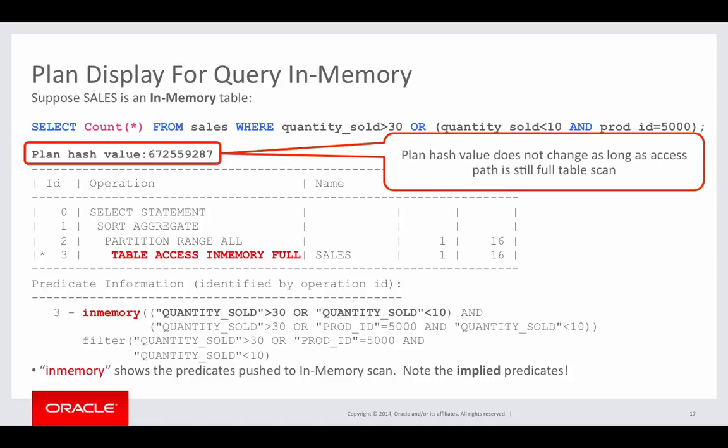Now, what's interesting to note is that even though we are using additional implied predicates and the access method has changed from table access storage full to table access in memory full, the plan hash value for this query has not in fact changed. The reason for that is that the special area where we're storing the keywords storage and in memory is not used to calculate the plan hash value. So changing that keyword from storage to in memory doesn't change the plan hash value. It's simply ignored.